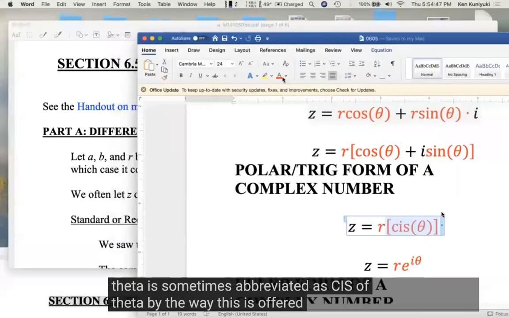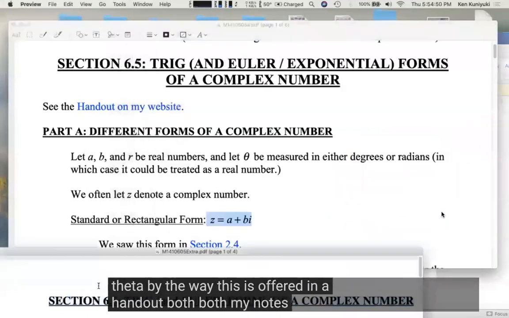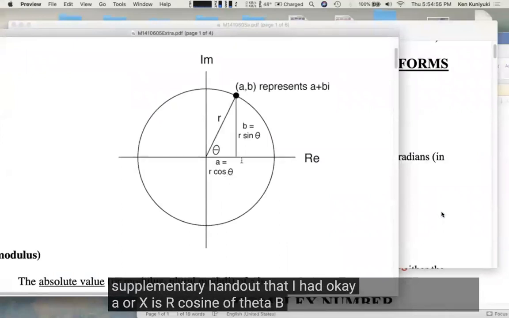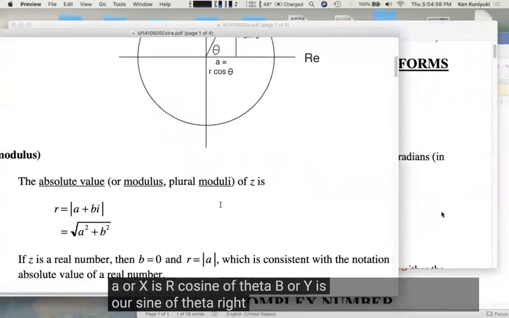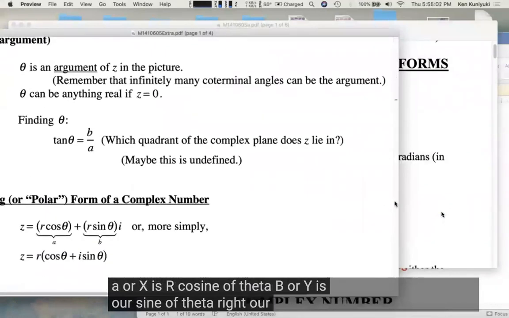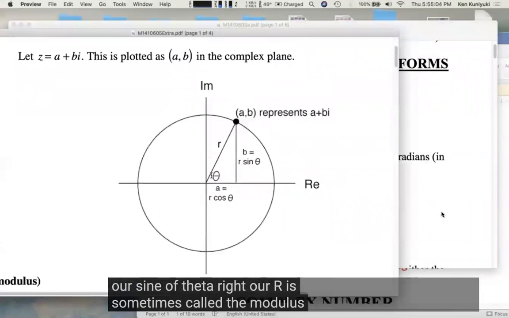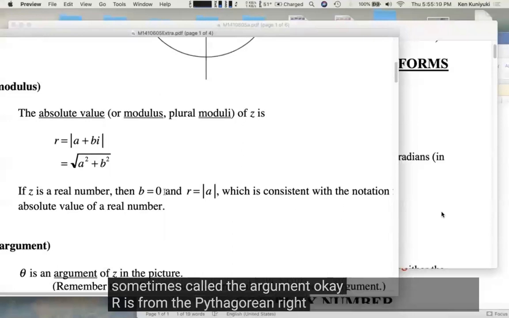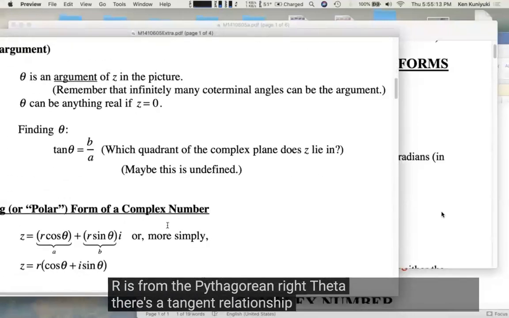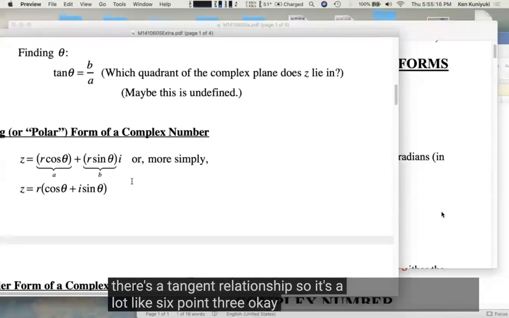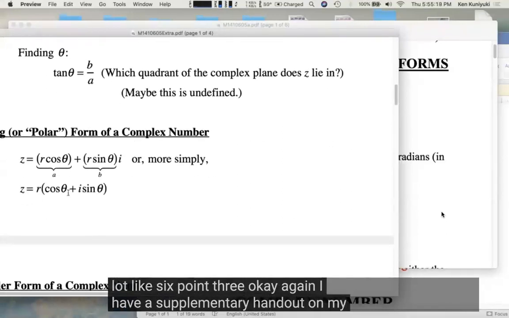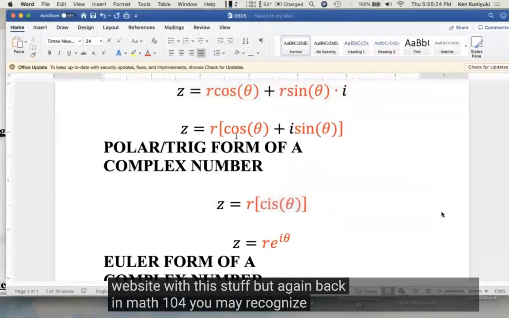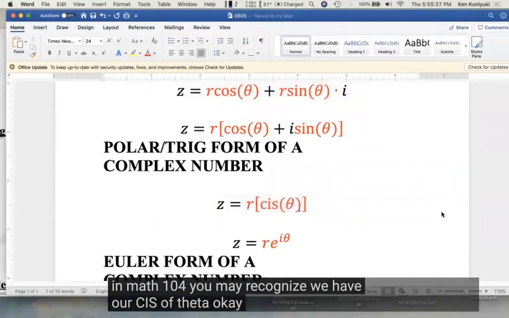By the way, this is offered in a handout, both in my notes and in a supplementary handout that I had. A or X is R cosine of theta, B or Y is R sine of theta. R is sometimes called the modulus, theta is sometimes called the argument. R is from the Pythagorean theorem. For theta, there's a tangent relationship, so it's a lot like 6.3. Again, I have a supplementary handout on my website with this stuff. Back in Math 104, you may recognize we have R CIS of theta.